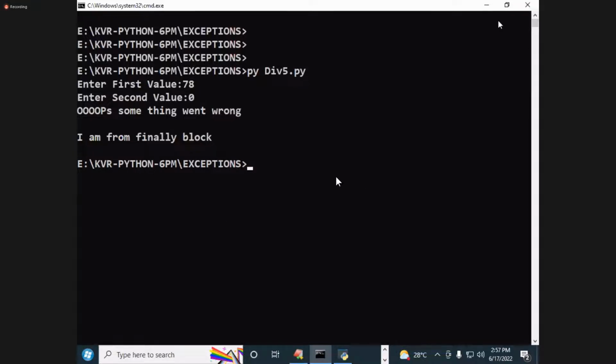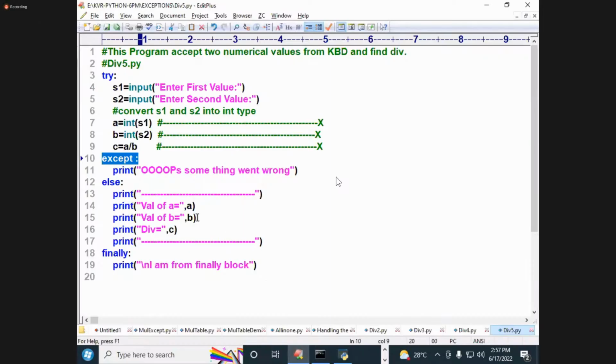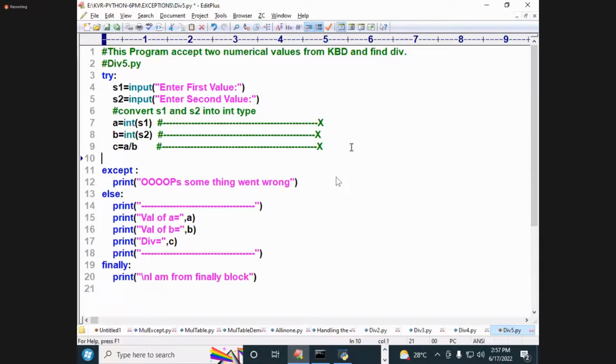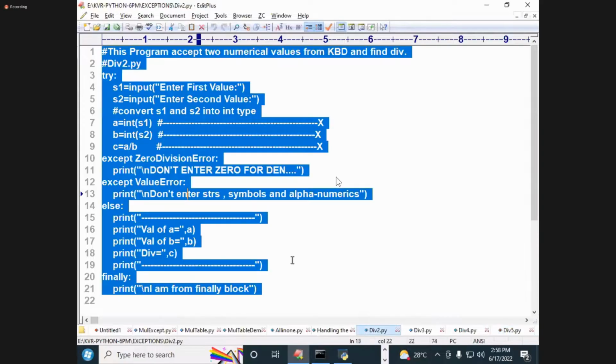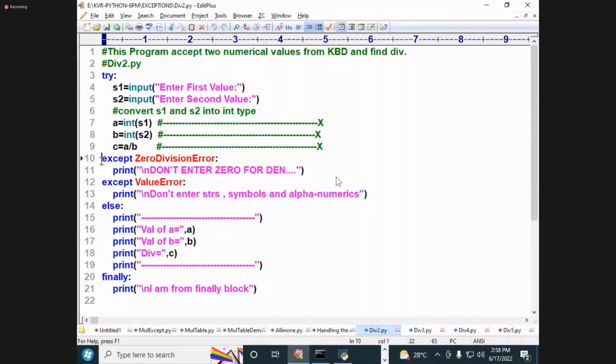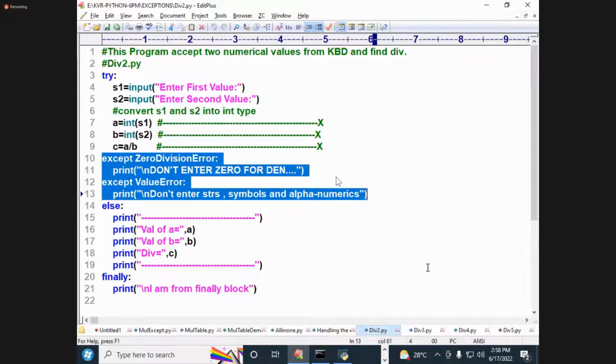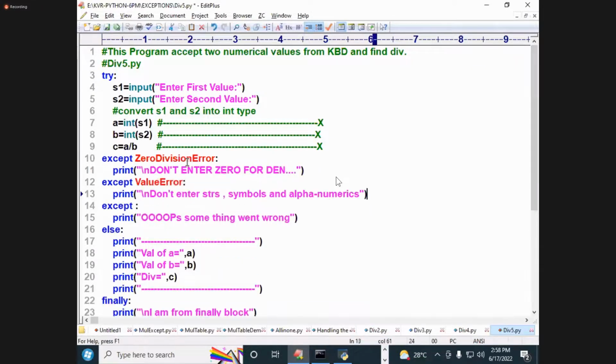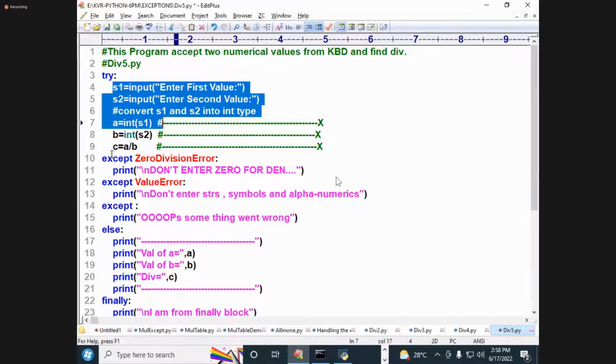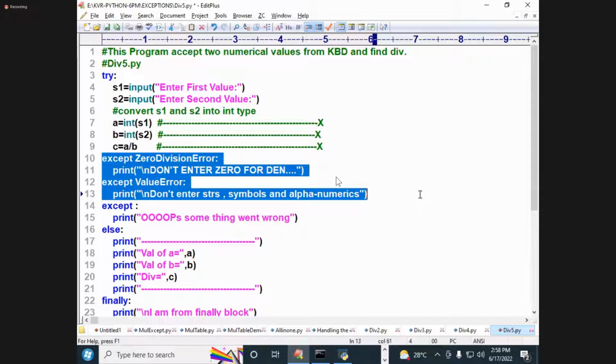What the industry says is, whenever you are developing any real time code, you compulsorily have to write specific exceptions. That is mandatory. You should not write like this. It is a useless coding standard. You have to write these types of specific exceptions compulsorily. In this year 2022, I made my project very robust.